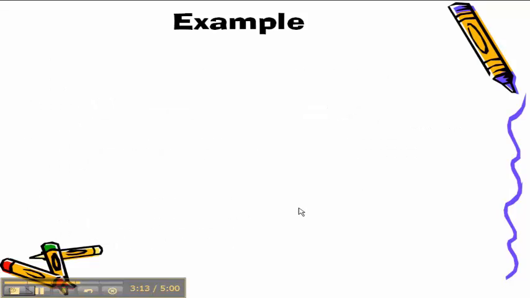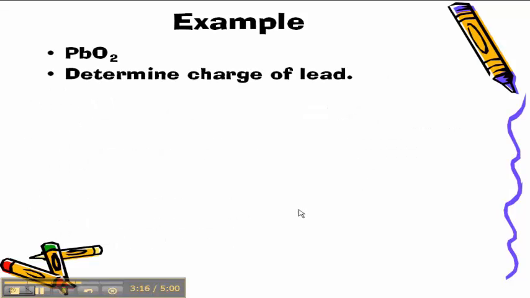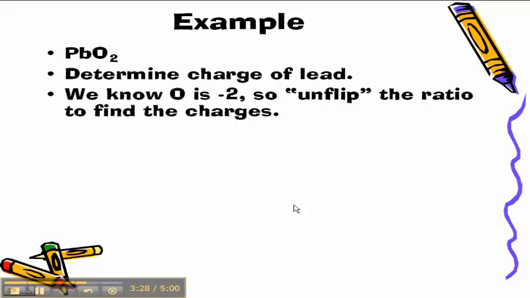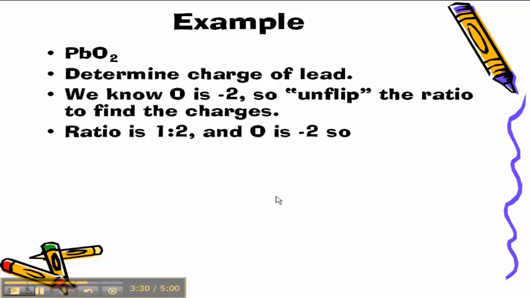Let's look at one more. PbO2 is our compound. We're going to determine the charge of lead. Now, even though lead's in the carbon column, it's still part of the transition metal family. We know that oxygen is -2, so again, we've got to be careful. Our ratio is 1 to 2, but we have 2 oxygens at -2. So notice there's no 2 on lead. If we have two -2 charges, that gives us an overall charge of +4 for our lead.